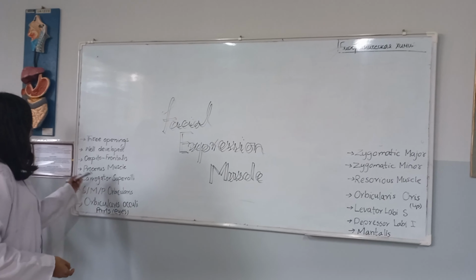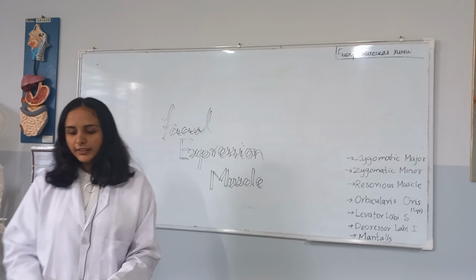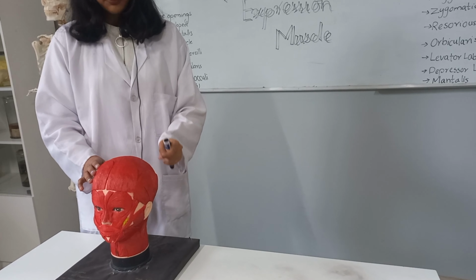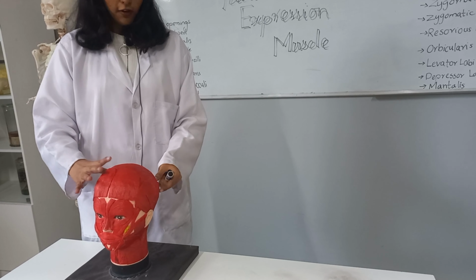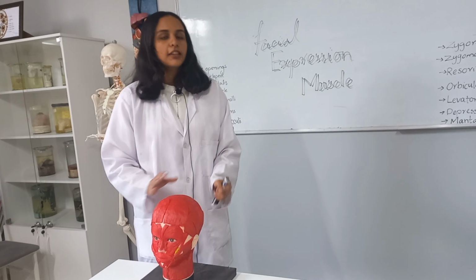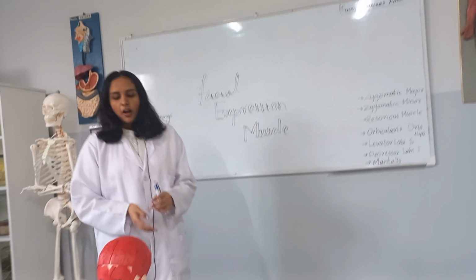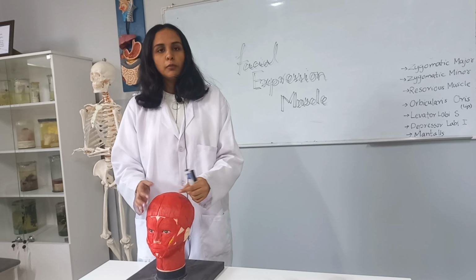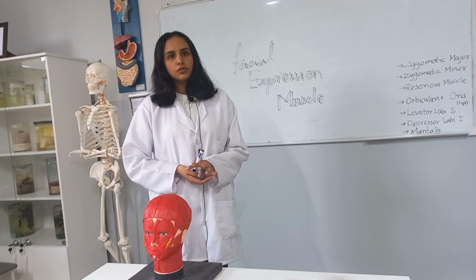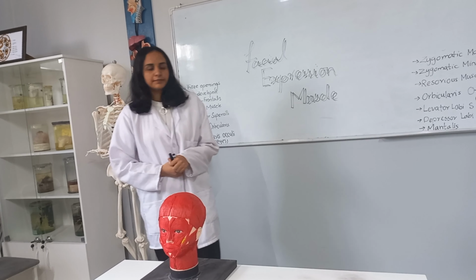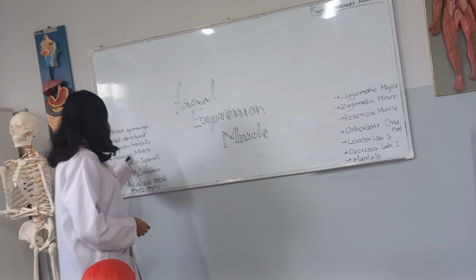Then we have the occipitofrontalis muscle. It is placed here. It has a frontal belly here and an occipital belly here. Then the occipitofrontalis muscle function: it may move the scalp and raise the eyebrows, and it is also called the muscle of surprise. Then we have the procerus muscle.